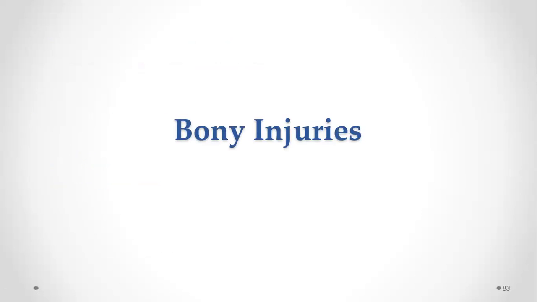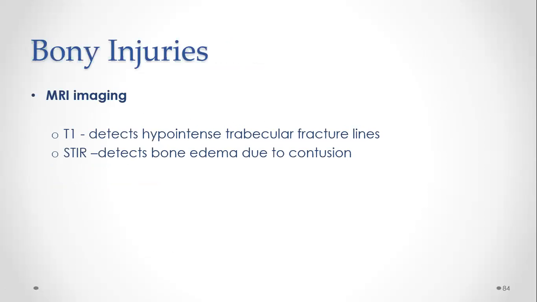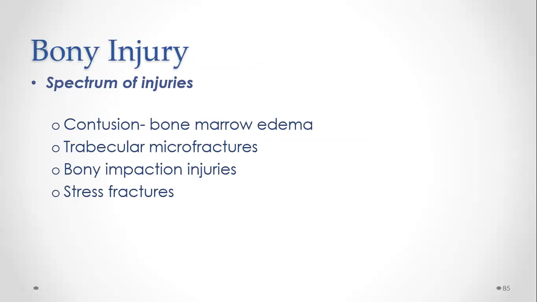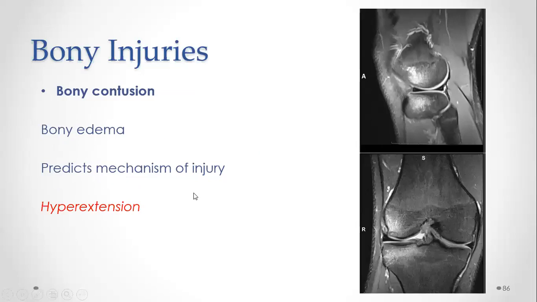Now we move on to bony injuries. MRI imaging for suspected bony injury relies heavily on T1 and STIR sequence, and T1 is used to detect trabecular lines, trabecular hypointense lines, and STIR sequence is really to detect the associated marrow edema. The spectrum of bony injuries range from bony contusion to trabecular microfractures to bony impaction injuries and stress fractures.